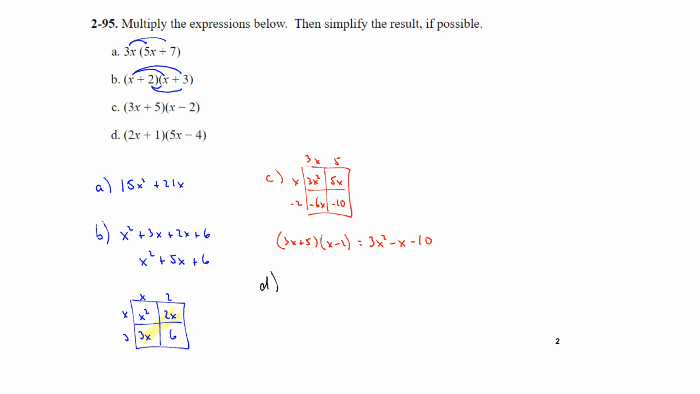And then on D, this one I'll just use the distributive property. And this is going to give us 2x times 5x, that's 10x squared. 2x times negative 4, that's negative 8x. 1 times 5x is plus 5x. And 1 times negative 4 is minus 4. So this simplifies to 10x squared minus 3x minus 4. And so once again, you can use the generic rectangle to help you in terms of multiplying the binomials, or you can use the distributive property.